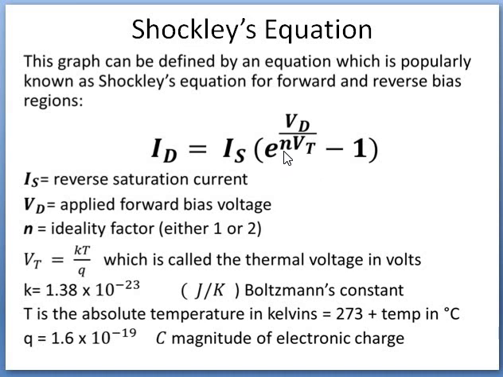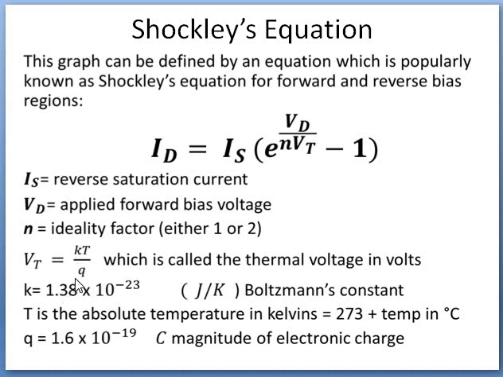N is a constant known as the ideality factor. It is either 1 or 2. It is generally mentioned in the text. Vt is the thermal voltage, and you must be knowing the formula for how to calculate Vt. If you don't know, it is mentioned here.